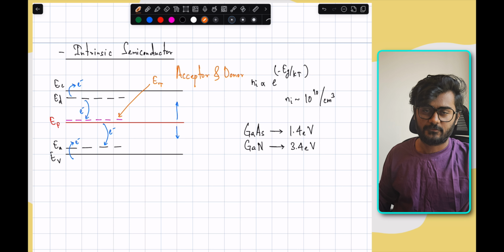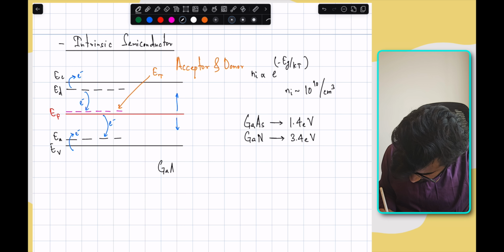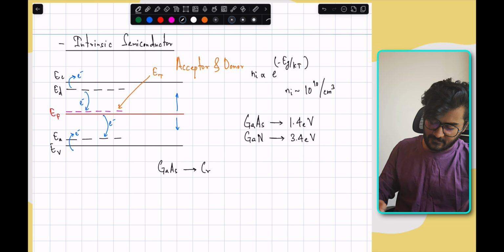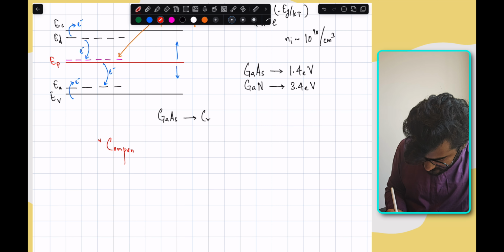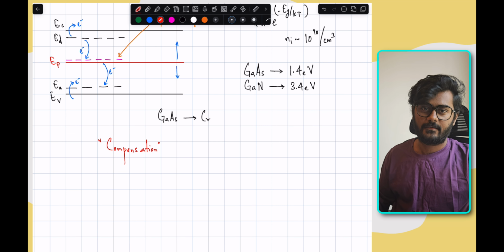And for this reason, usually transition metals are used to make these deep impurity levels. One of the common examples is gallium arsenide with chromium. And this technique of implanting these deep impurity levels is what is referred to as compensation. So this is how you actually make a semi-insulating material, and this material can now be used as a substrate to make transistors when we are targeting high frequency applications.